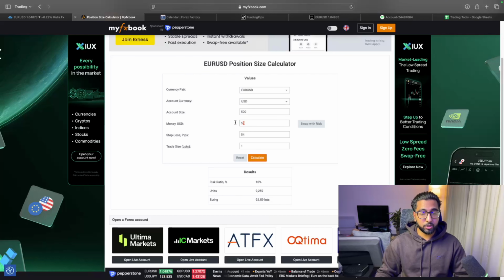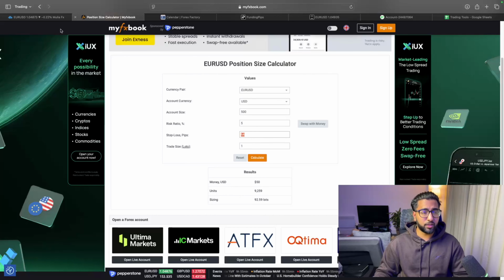Now, how much risk? It would actually say risk ratio. So how much do you want to risk in your account? Well, I like to risk 5%. That's literally how much I like to risk. This is a relatively small account, so I'll risk 5%. I'm okay with that.